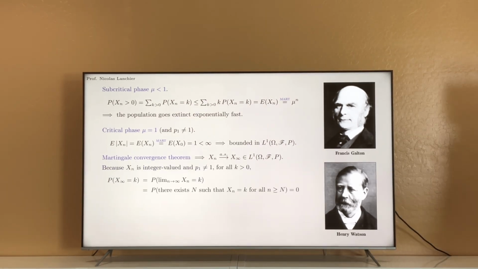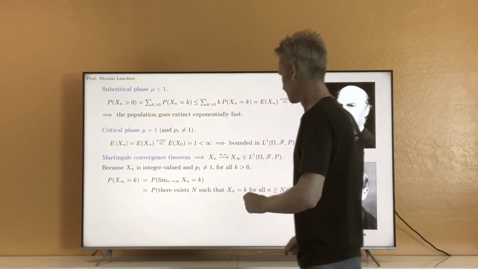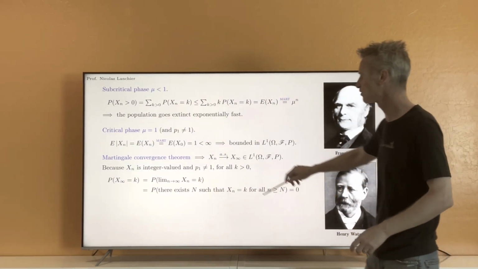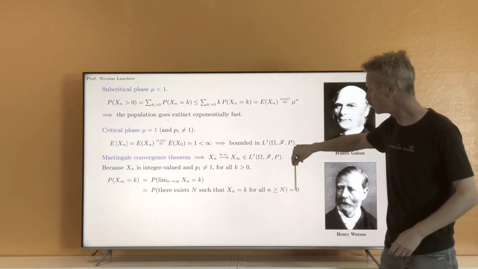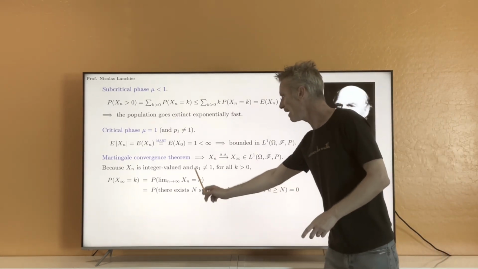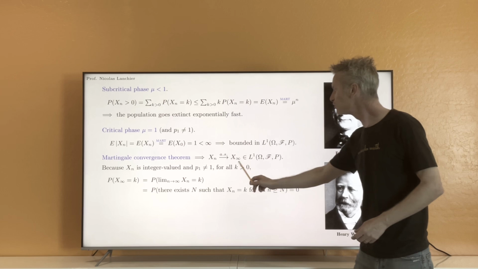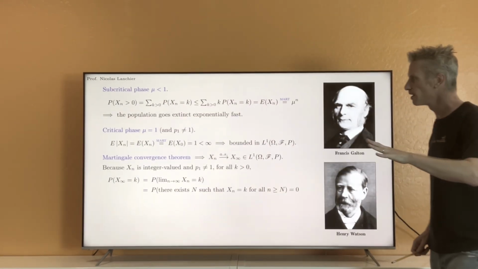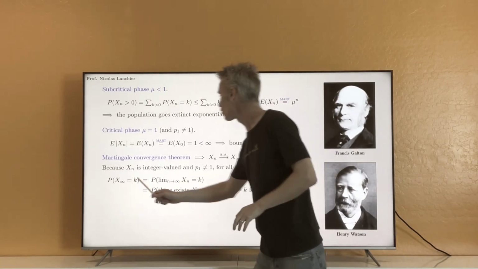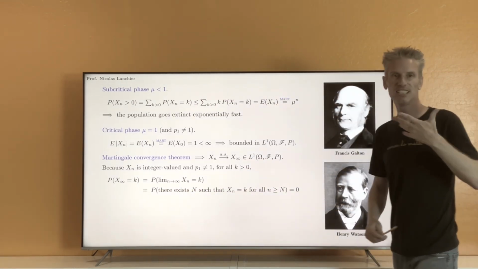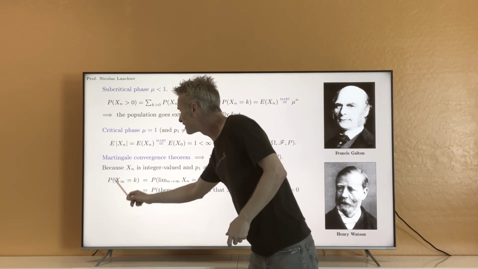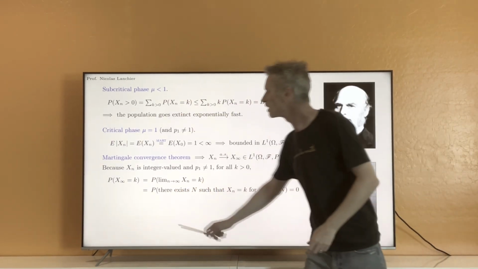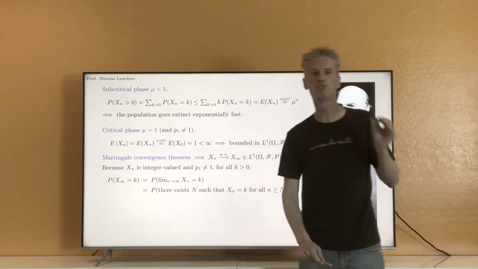So the reasoning is here. Again, I'm assuming that p1 is different from 1. That's important to conclude that this probability here is 0. I'm going to fix a k strictly positive and look at the probability that this random variable, the limit, is equal to k. To prove that X infinity is equal to 0, and so that we have extinction, what we need to prove is that this probability is equal to 0.